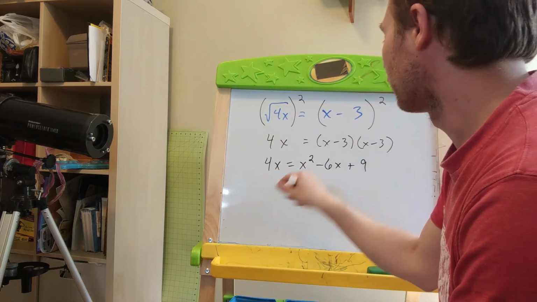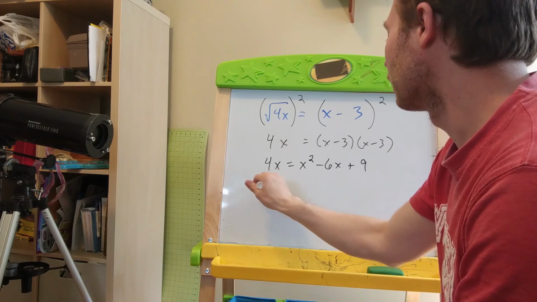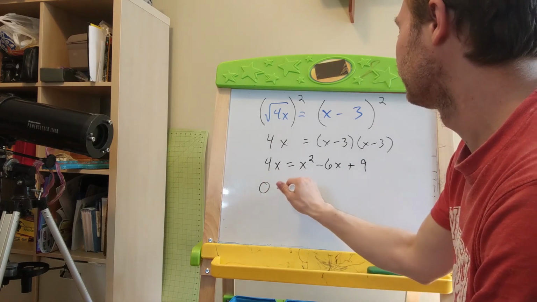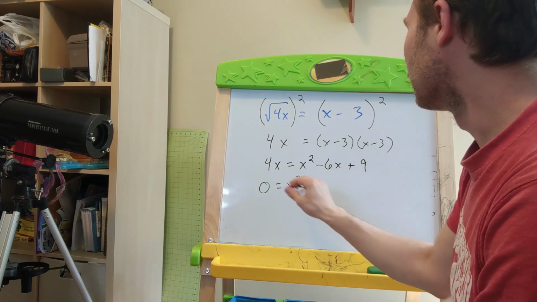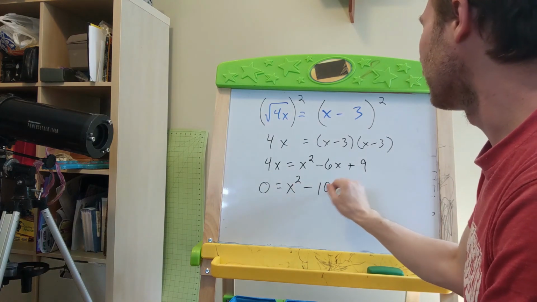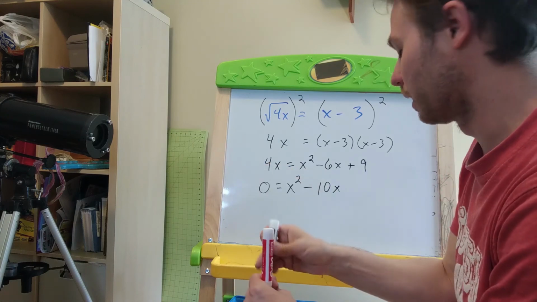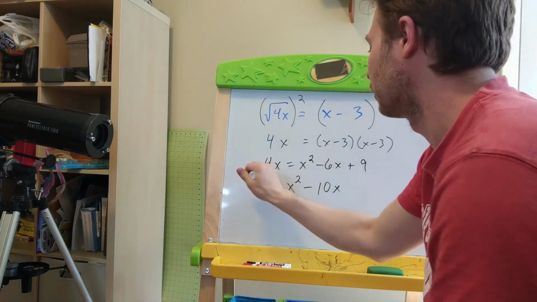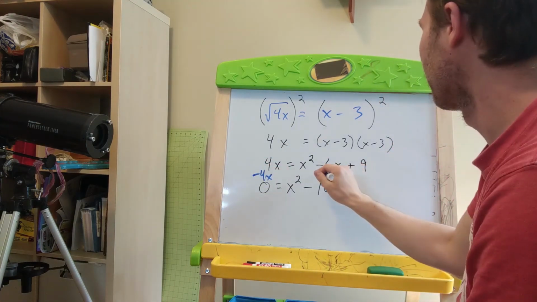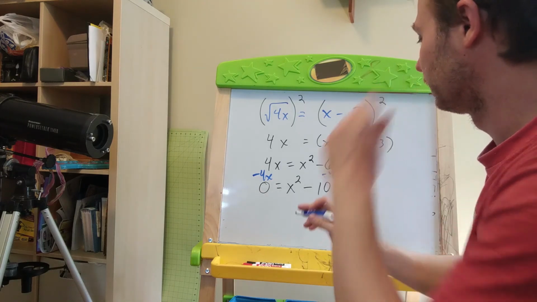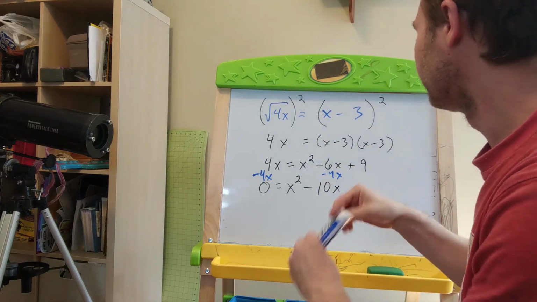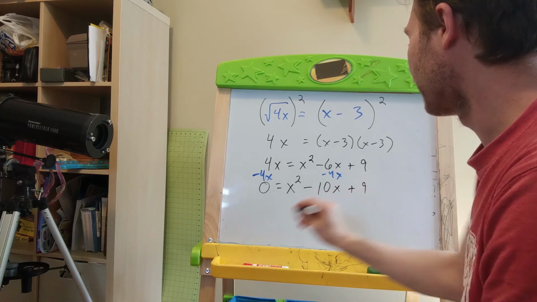All right, so we're going to subtract 4x over here, so I get a 0 on the left. And then minus 10x, negative 6x minus 4x. Again, I'm just subtracting this if you're not sure what I'm doing. Minus 4x, and then plus 9. So hopefully this thing factors.